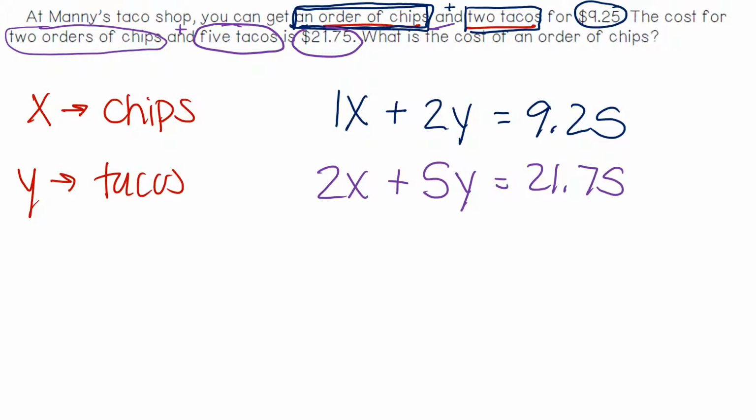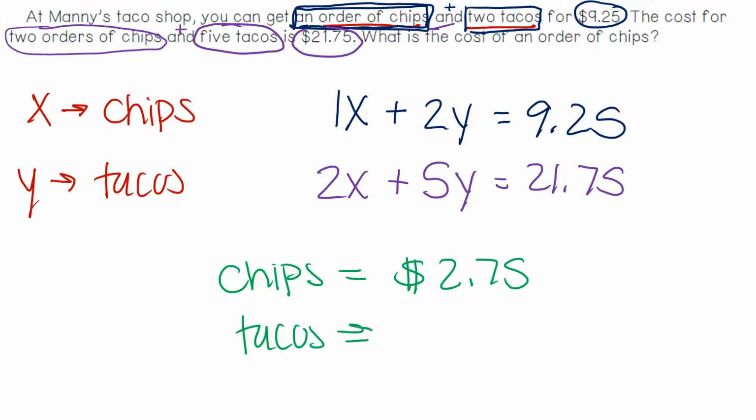I am not going to solve this problem in the video. You can go back and watch the substitution or the elimination instructional videos if you need a refresher, but I'm going to simply explain how to write your equations. I will also give you the correct answer so that way you can solve it on your own and make sure that you're using the elimination or substitution method correctly. When you solve this problem, you should get that chips cost $2.75 and tacos cost $3.25.